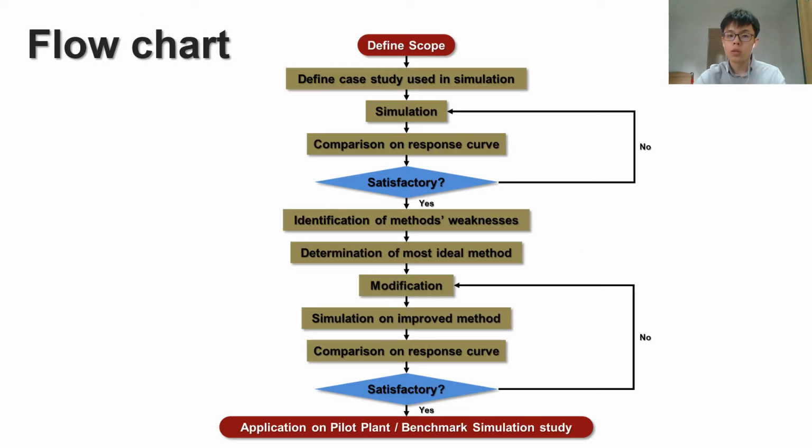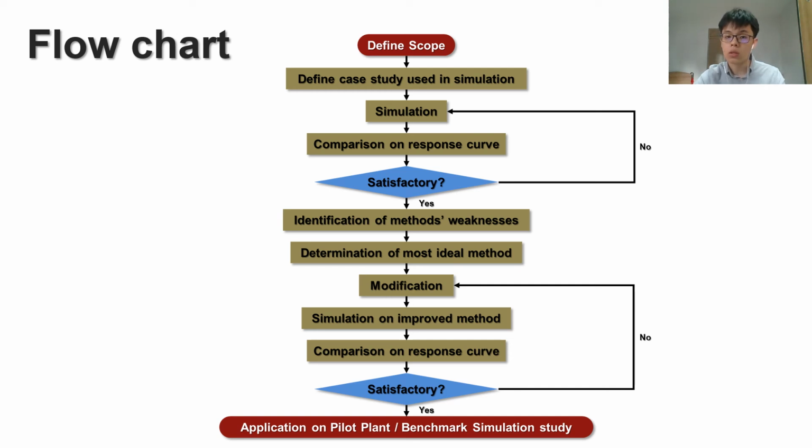In order to do the modeling, firstly, we will define the scope of the simulation, where we have narrowed down to the recent three PID-based compensation methods. Then, we will define the case study, since we need to set the same parameters for all three different methods in order to compare apples to apples. After that, we will run the simulation on those three methods and compare the results of the response curve, whether there are any oscillations on the output, and so on. If the result is not satisfactory, we may repeat the simulations.